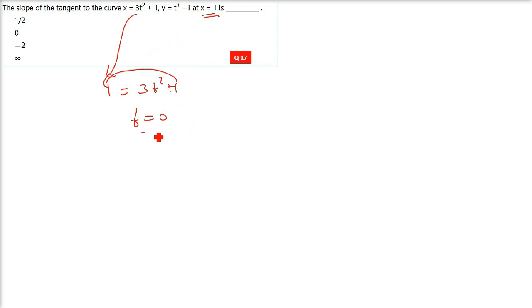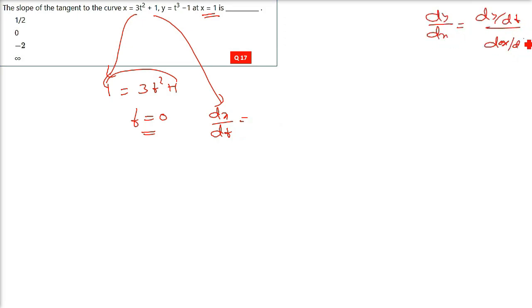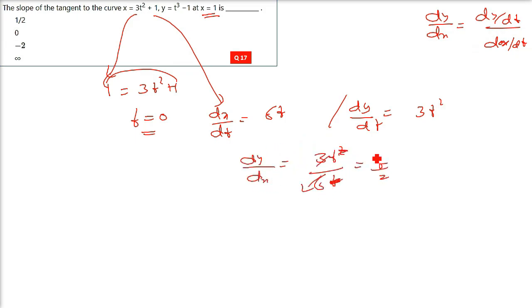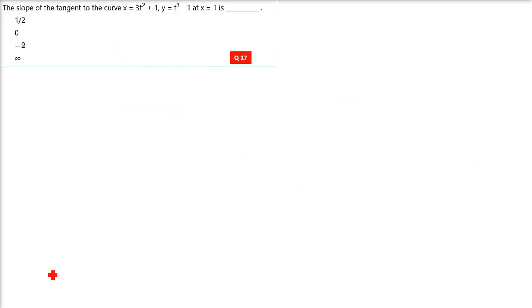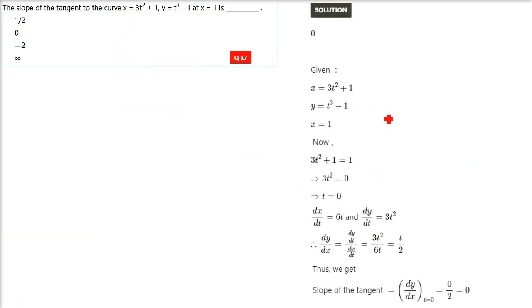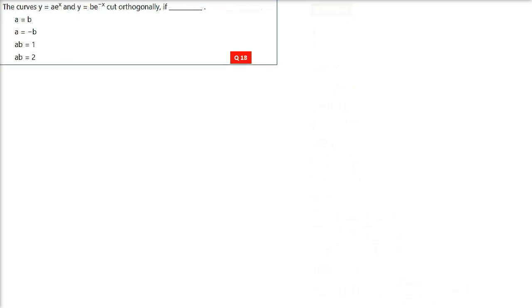dx by dt, dy by dt, then divide these two, you will get dy by dx. So dy by dx can be computed by dy by dt divided by dx by dt. So separately we'll find out dx by dt, separately we'll find dy by dt. So this is 6t and dy by dt is equal to 3t square. Now divide these two. So dy by dx is 3t square divided by 6t. You can cancel one t, 3 to the 6, that is t by 2. Now t by 2, and you already know what is t, which is already computed. We have already computed t equals 0. So dy by dx is 0. So the solution goes like this, you have to do it like this.